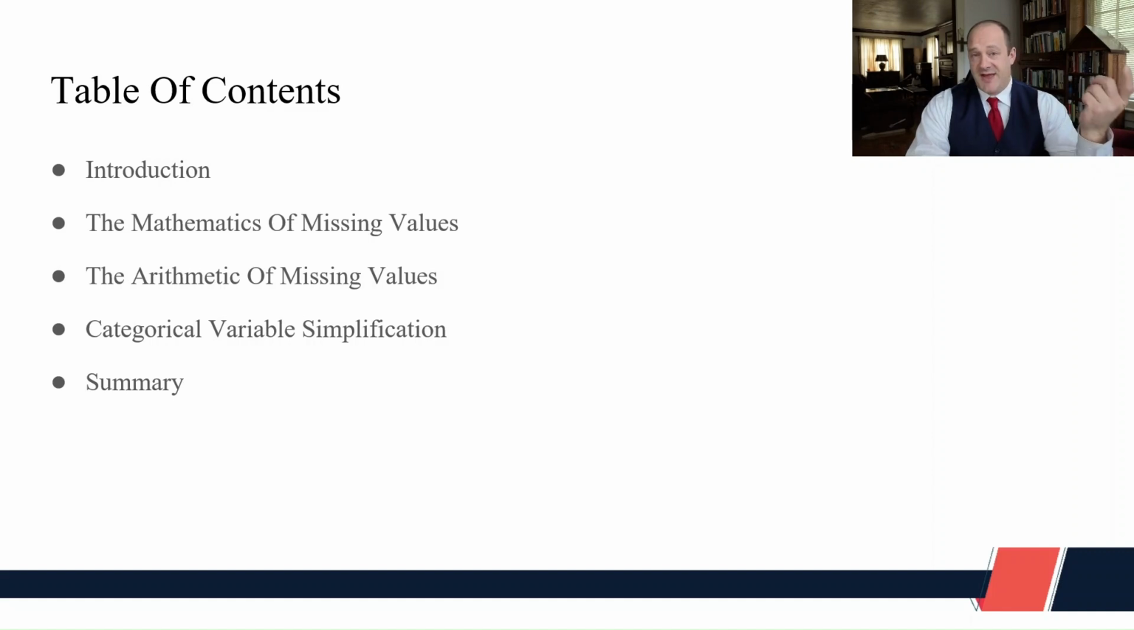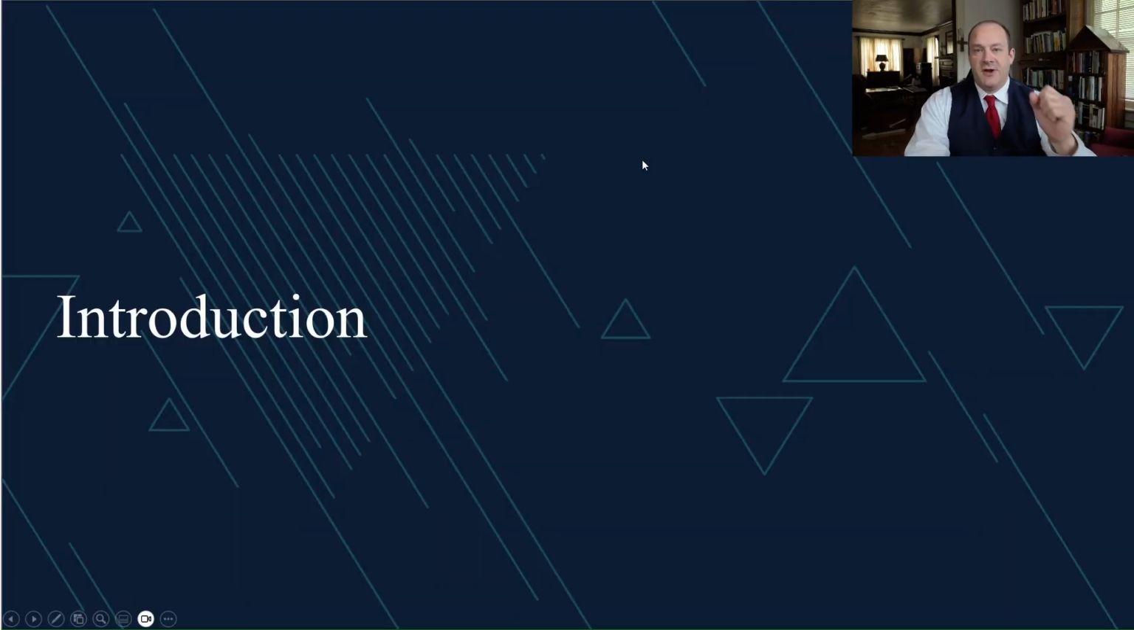We'll first get into the mathematics of it because, as we've said all along, mathematics tells you what arithmetic is useful and what arithmetic is superfluous. We'll see how that plays out in practice, and then we'll make some observations about what this means for categorical variables. So here we go.